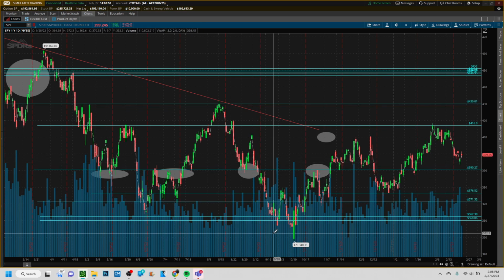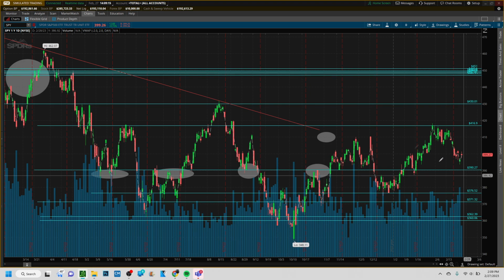When you get into particular trades, you're going to want to identify three different levels. You're going to want to identify your target, your entry point, and your exit point if things go wrong. Those are the three things you need before getting into a trade: your entry, your target, and if this goes wrong, where am I getting out?